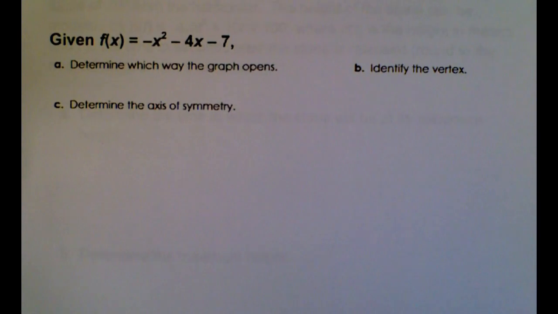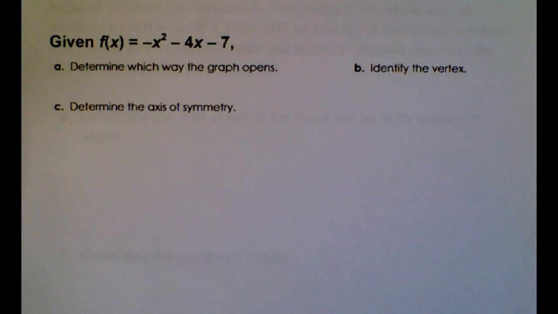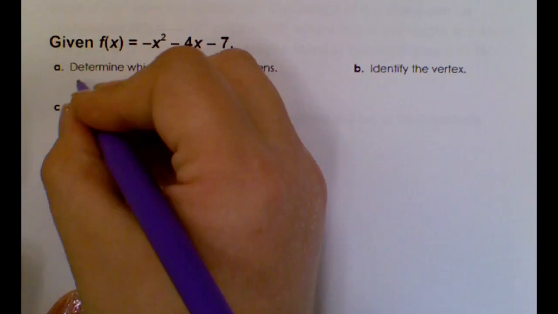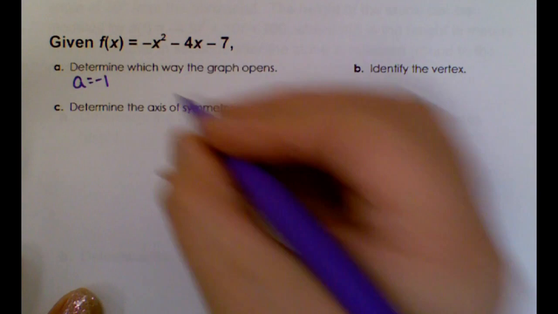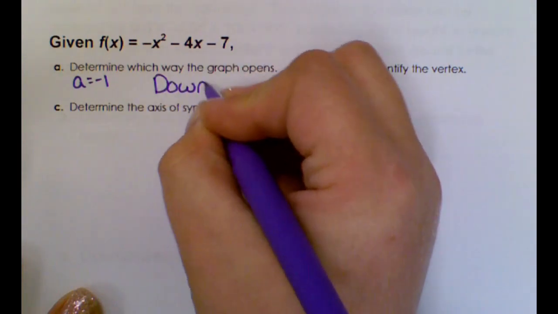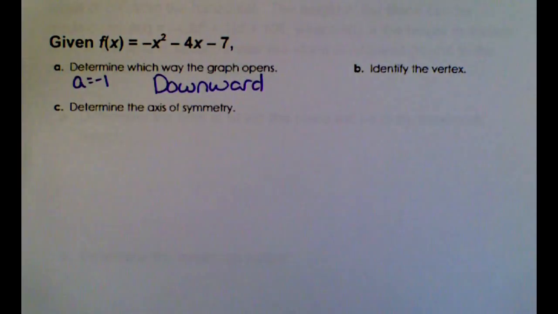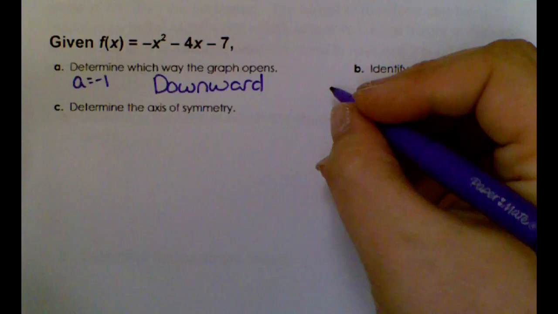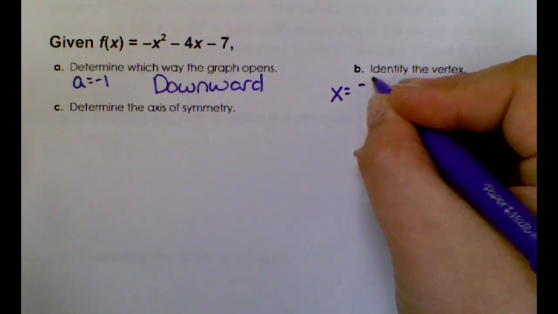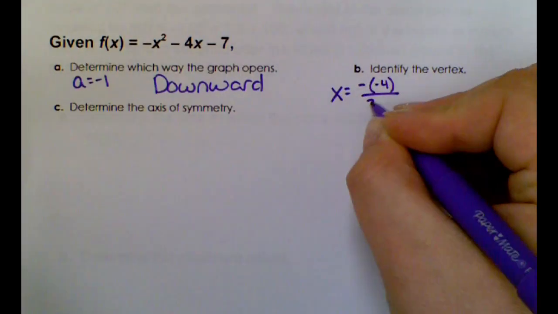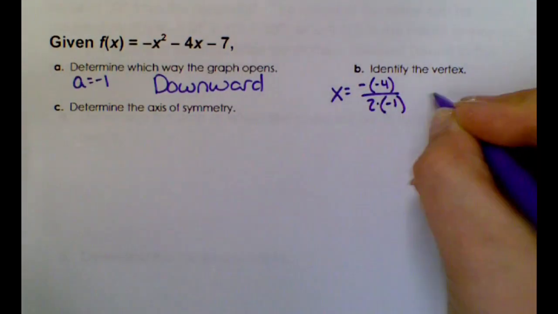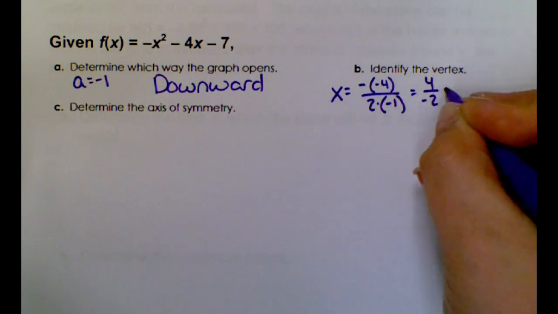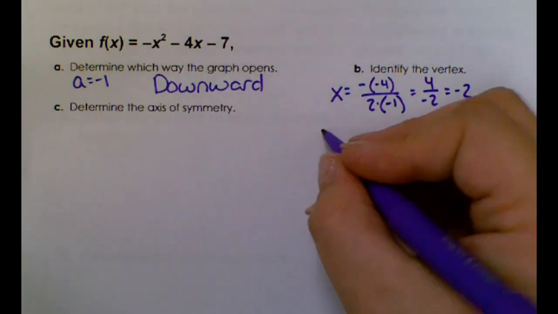All right, next problem, we want to determine the way the graph opens. Well, our a value is negative 1, so that means it opens downward. To find our vertex using the vertex formula, x is equal to negative b, which is negative 4, over 2 times a, which is negative 1, positive 4 over negative 2. Our x value is negative 2.